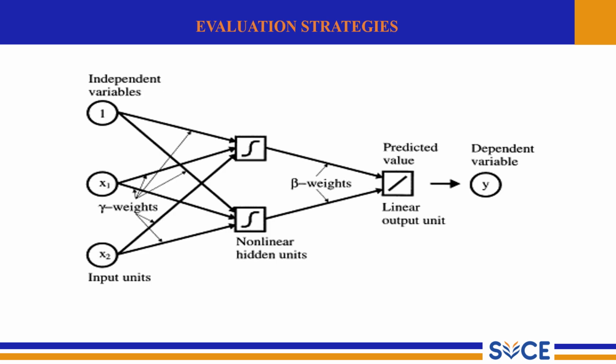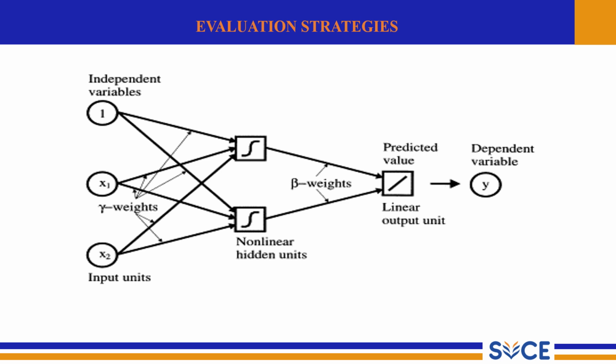So this is the basic neural network architecture. At the input layer, we begin with independent variables, labeled here as 1, x1 and x2. These represent the features or data points we feed into the model.